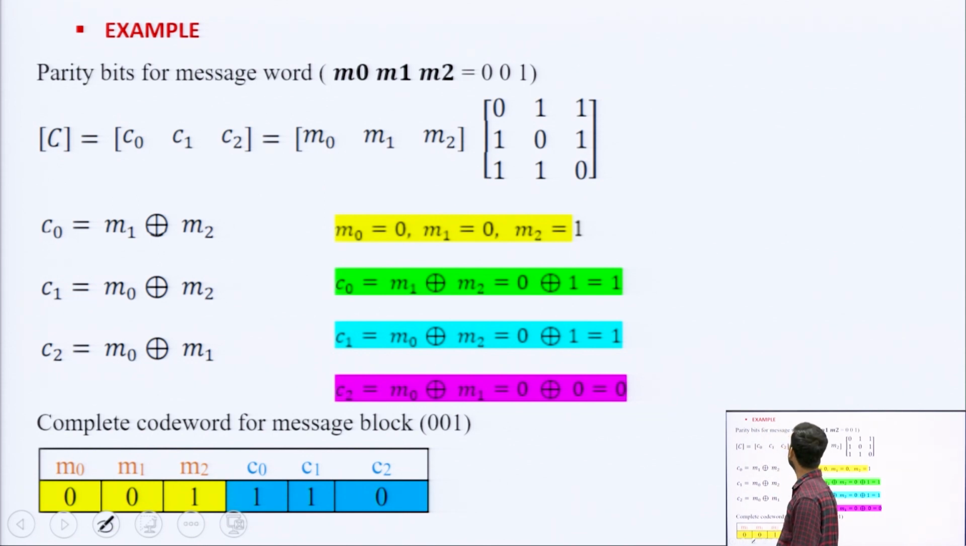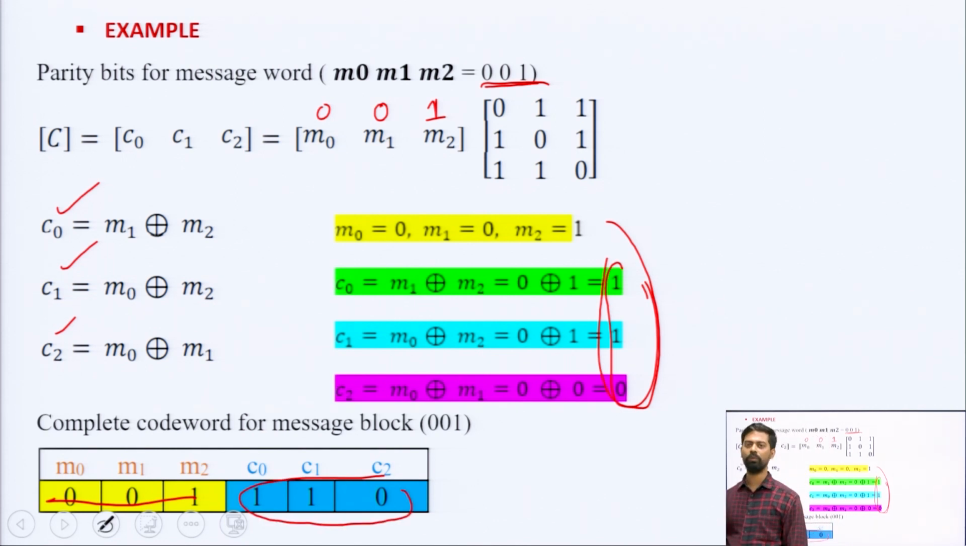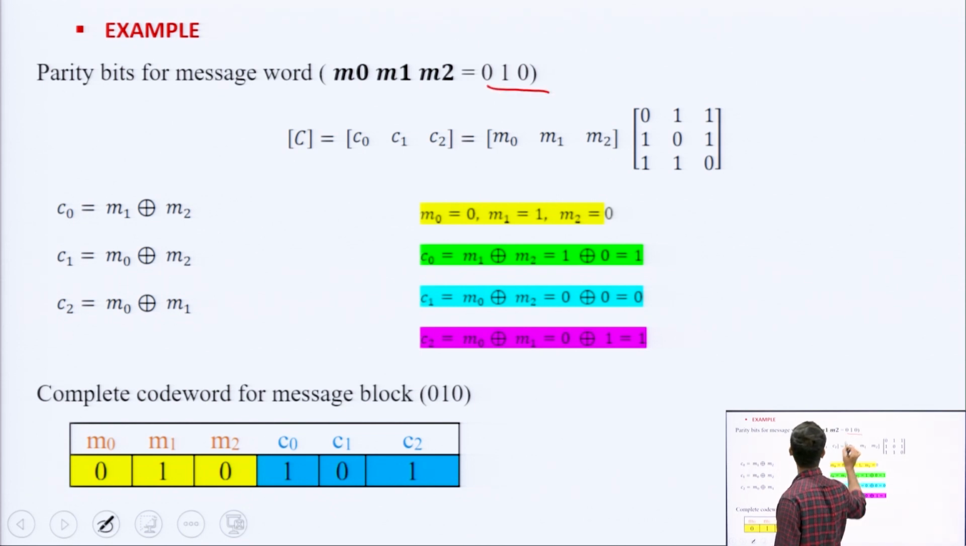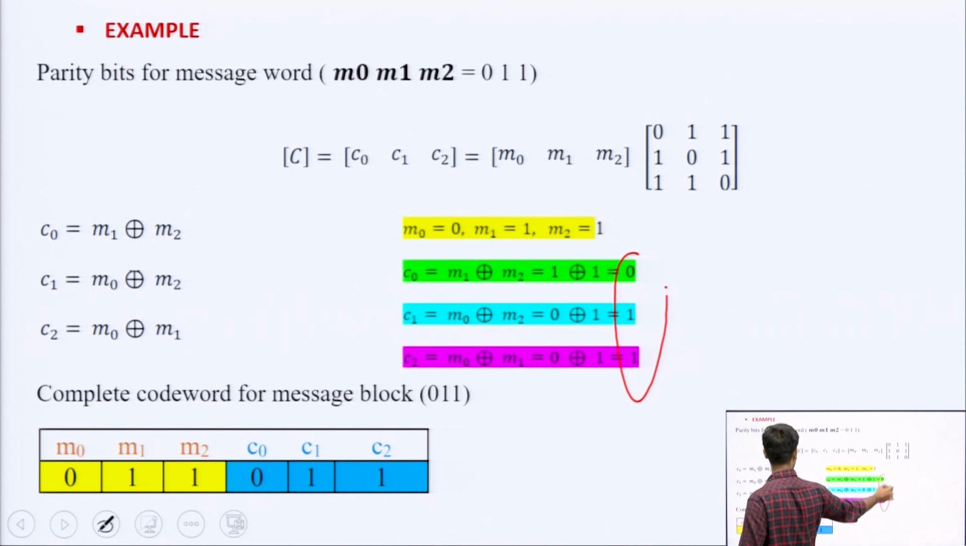Similarly, for the message word 001, only this changes. We already have the formulas for C0, C1 and C2, and for 001 we get parity bits 110. This is the complete code word. For message word 010, using the same formula, we get 101, and combining them we get the complete code word for 010. Similarly, for 011, we get parity bits 011, and adding M0, M1, M2 with C0, C1, C2, the complete code word is 011011.